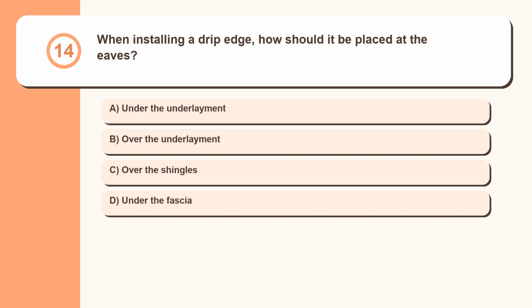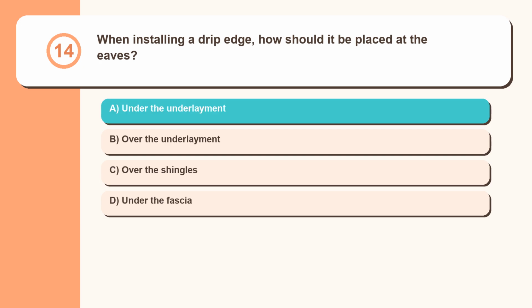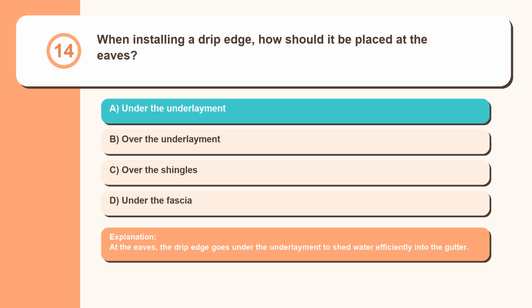Question 14. When installing a drip edge, how should it be placed at the eaves? Under the underlayment, over the underlayment, over the shingles, under the fascia. At the eaves, the drip edge goes under the underlayment to shed water efficiently into the gutter.